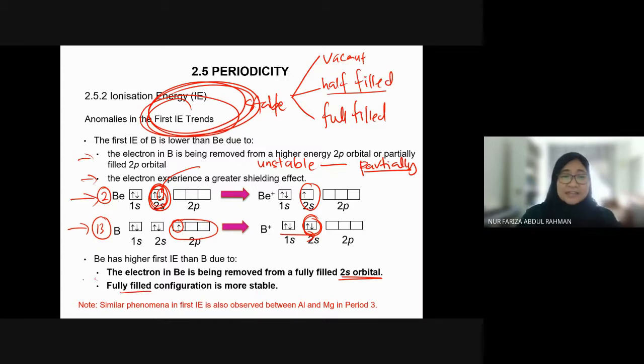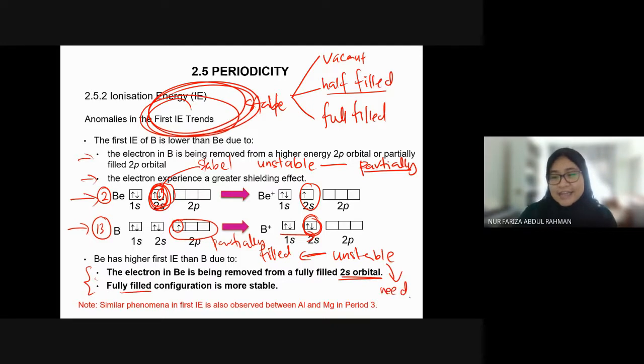Alternative to this explanation, you may use orbital diagram to explain. Chemistry tak semestinya kena guna essay. Kalau boleh avoid guna essay, tak payahlah guna essay tu. Use diagram to explain your answer. So you may use the orbital diagram for beryllium, and then you label. This is stable. This is partially filled, right? Partially filled. And then unstable. Unstable means need less energy to ionize.